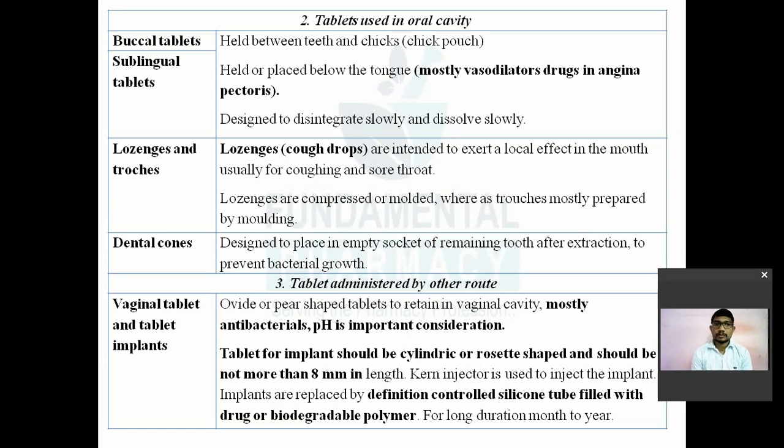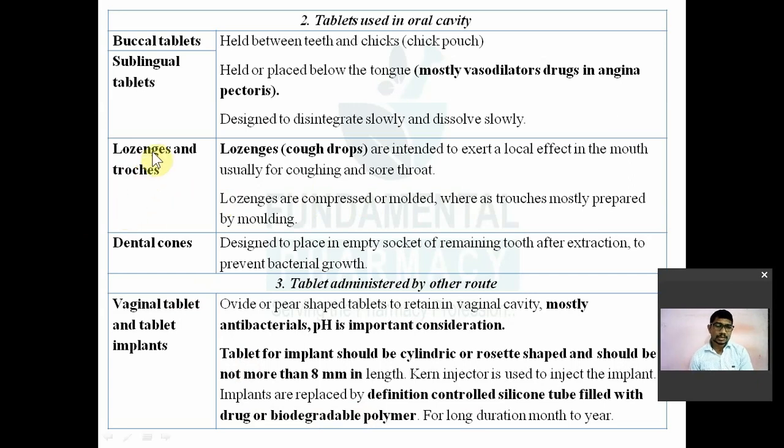So the lozenges are nothing but a kind of tablet, but they are not swallowed, they are chewed. Okay, lozenges are specially made to disintegrate and dissolve slowly. Now what is pouches? Pouches are also a kind of lozenges, but mostly the reference being the manufacturing process.